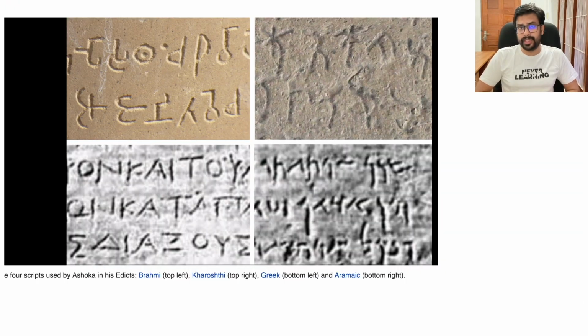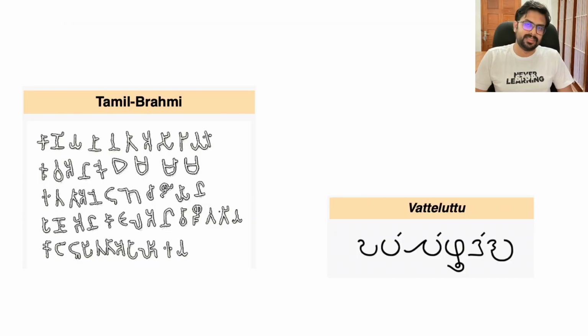As a side note, we can also see, due to the vast expanse of the empire, Emperor Ashoka had used other scripts like Kharoshthi, Greek, and Aramaic, depending on which language the local populace used in his empire. Concurrently, there was another script towards the south of the country called the Tamil Brahmi script, which was a related script. And from the Tamil Brahmi script arose another script called the Vatteluthu.